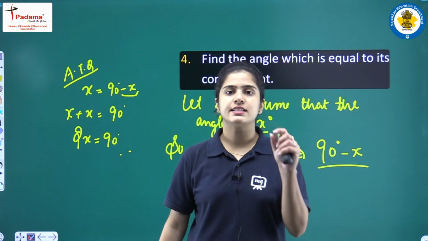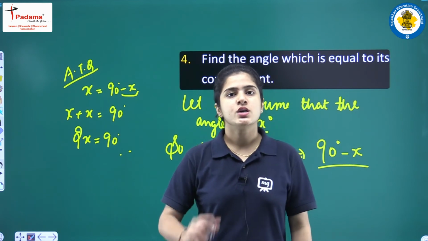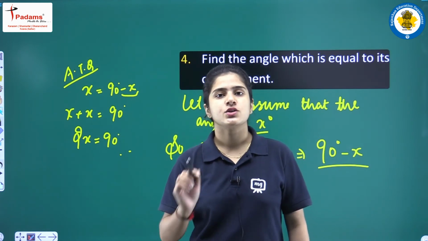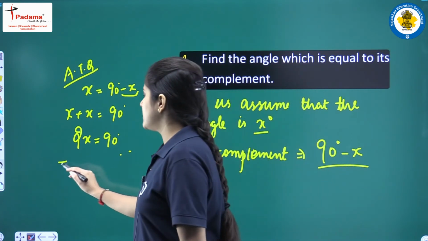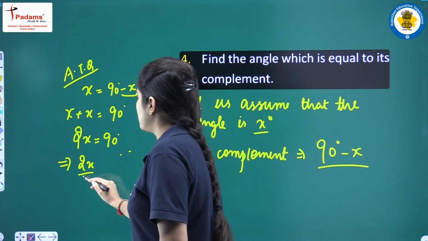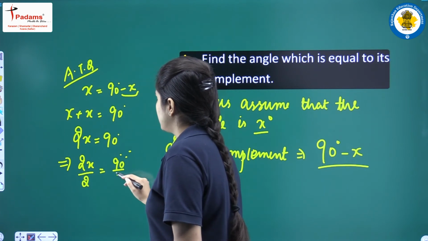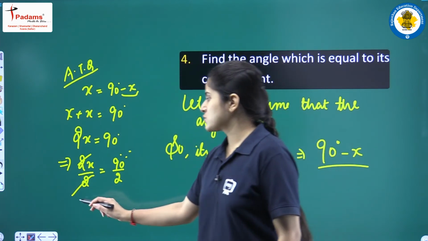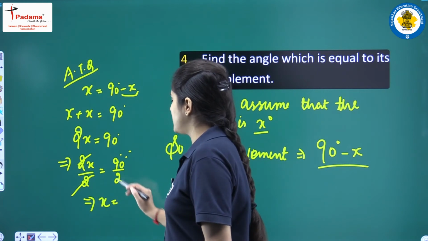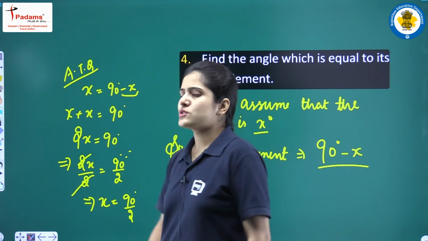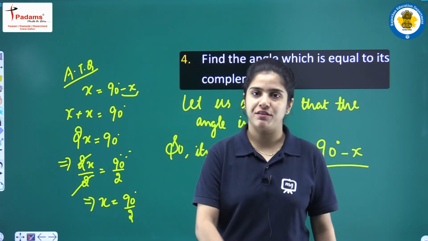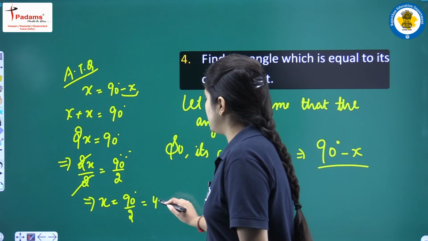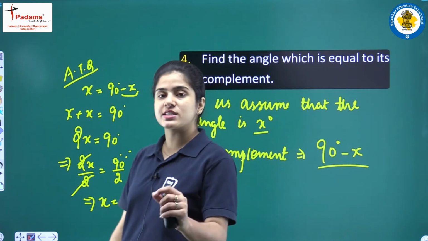Now you can clearly see that 2 is in multiplication with the variable. So if you need to find out the value of x, then you need to separate the 2 from the x. So we'll divide by 2 on both sides. The 2 and 2 will cancel out, because they are in the numerator and the denominator. So x is equal to 90 degrees upon 2. 90 degrees upon 2 is equal to 45 degrees, as 45 degrees into 2 is equal to 90 degrees. So we have found the angle which is equal to its complement.